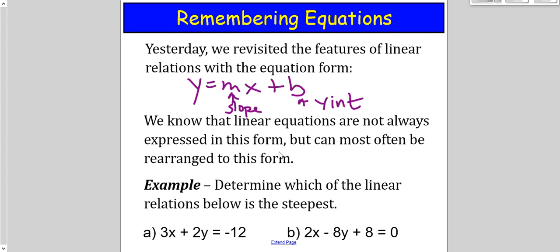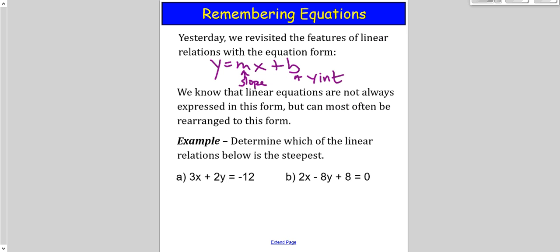So we can always get lots of information if it's in this form, but sometimes it's not given to us that way. For example, here are two equations, and we're asked to figure out which line is steeper, but it's really hard to determine because it's not written in this lovely y equals mx plus b form. So that's going to be our first step. We want to rearrange this so it is in that form and so that we have that information.